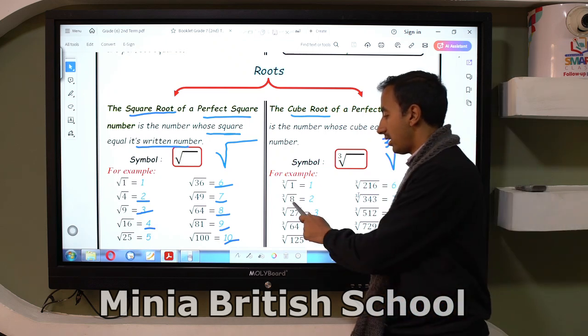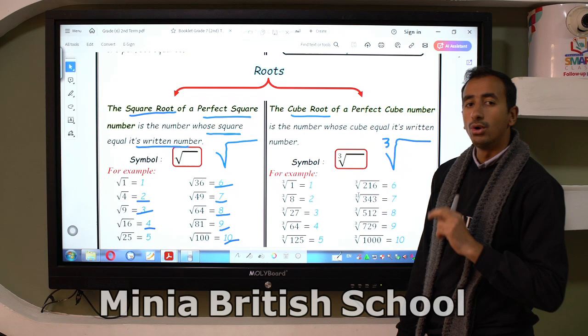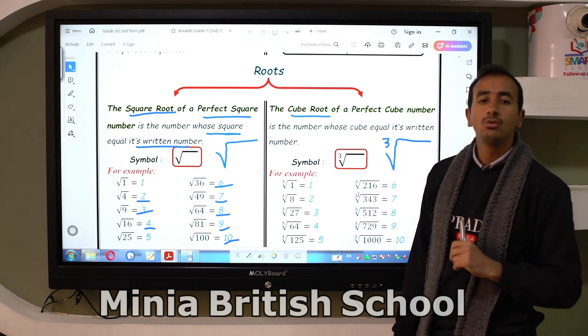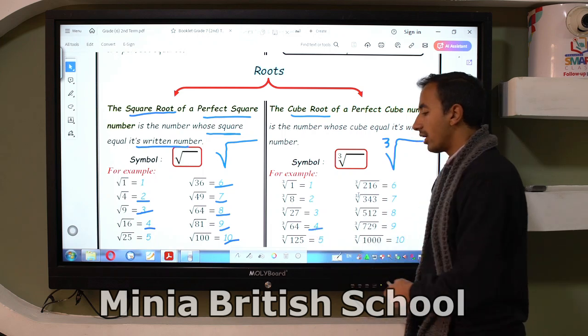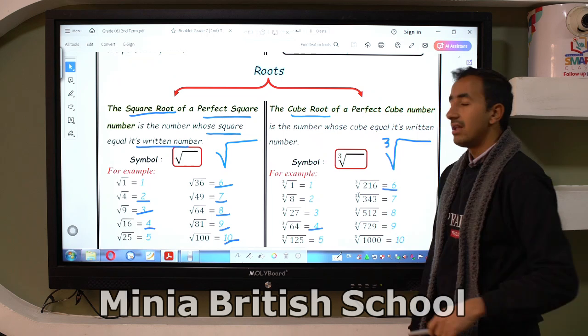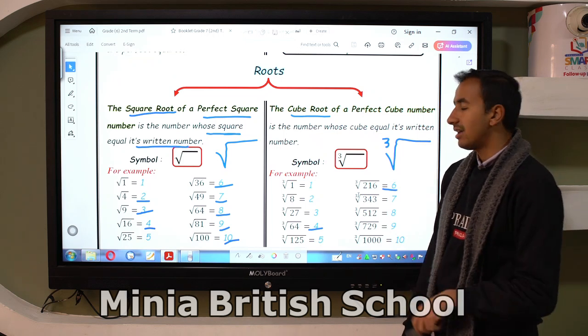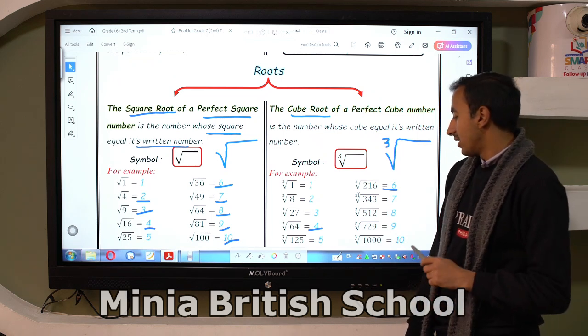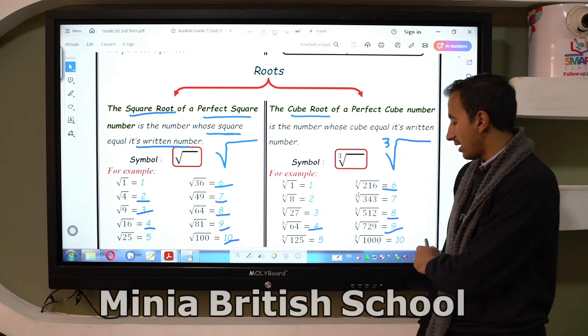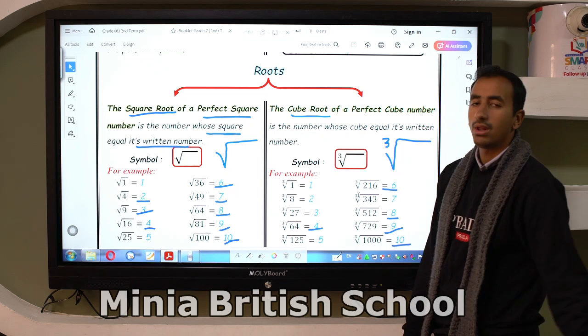So cube root of 8 equals 2. Cube root of 27 equals 3. Cube root of 64 equals 4. Cube root of 125 equals 5. Cube root of 216 equals 6. Cube root of 343 equals 7. Cube root of 512 equals 8. Cube root of 729 equals 9. Cube root of 1000 equals 10.